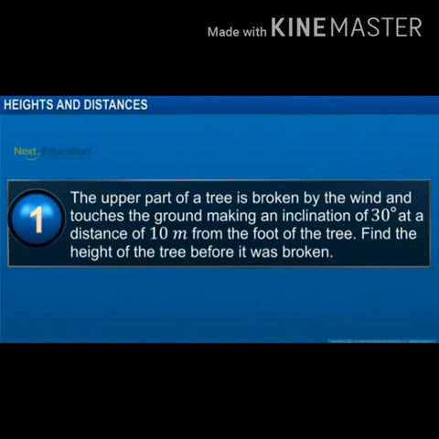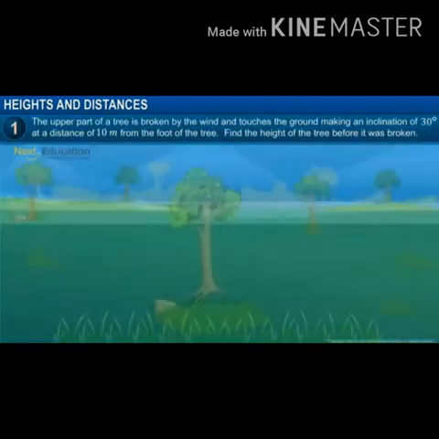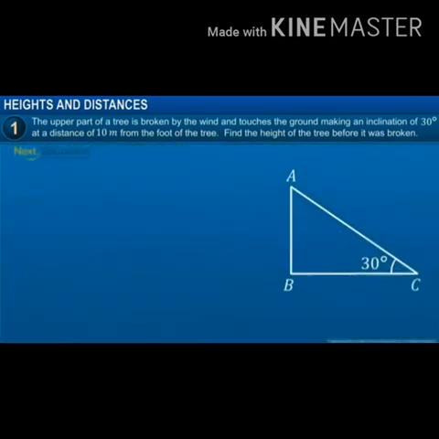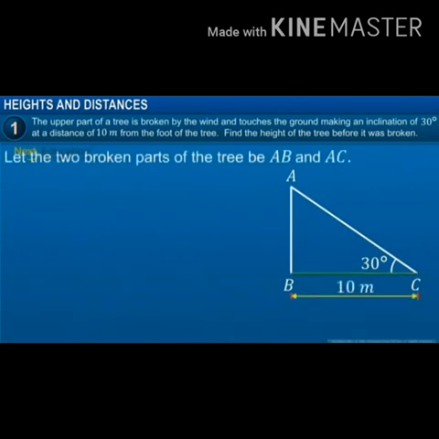The upper part of a tree is broken by the wind and touches the ground, making an inclination of 30 degrees at a distance of 10 meters from the foot of the tree. Find the height of the tree before it was broken. From the figure, let the two broken parts of the tree be AB and AC. Given that the angle of inclination from C is 30 degrees and the distance between the foot of the tree and the broken part touching the ground is 10 meters.